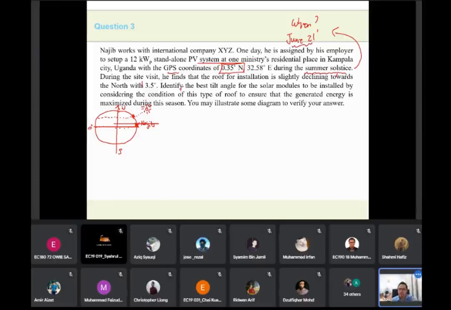Okay, first of all, we need to calculate what? Solar altitude.